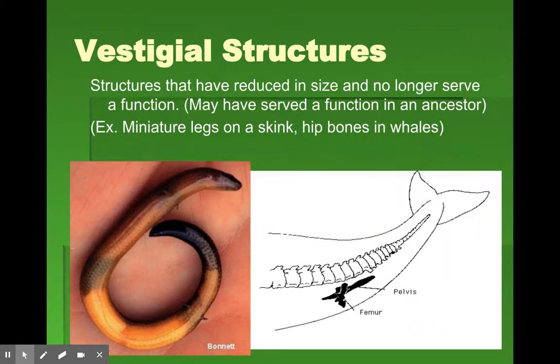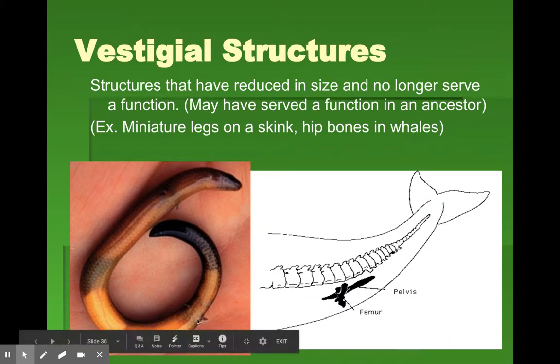Now, vestigial structures. This is another example that maybe shows this change over time. A vestigial structure is any structure that has reduced in size and no longer serves a function, but it may have served a function at one point. One example is these miniature legs on the skink. You can see this little nub right here and these little nubs right here, as well as hip bones in whales. So whales have hip bones. These skinks have these little tiny nubs.